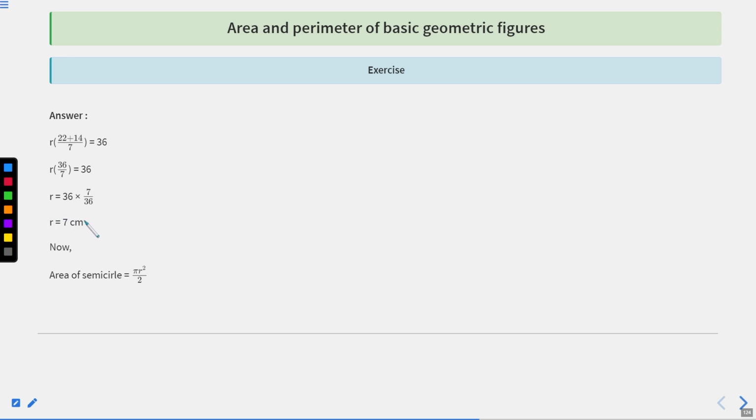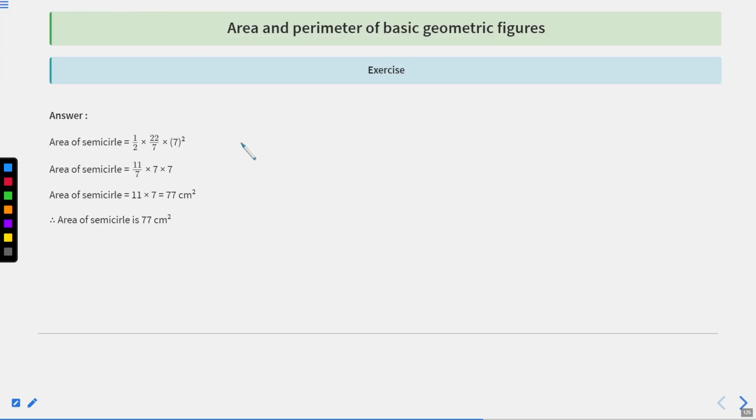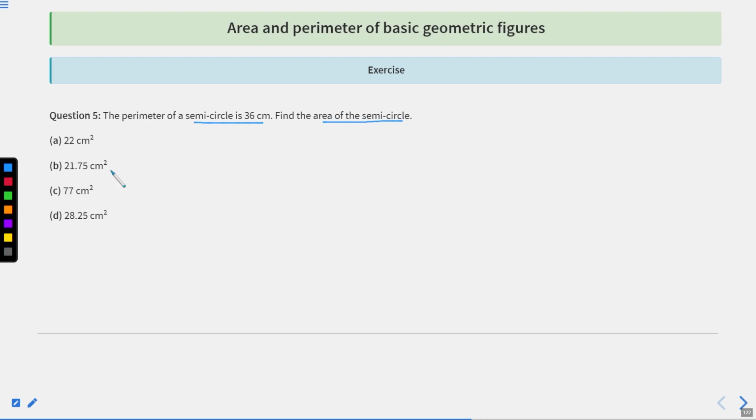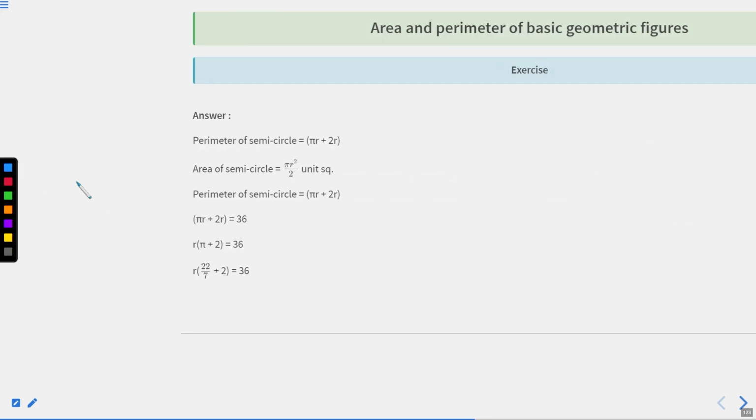So what was our main goal? Our main goal was to find the area of the semicircle. And the area of a semicircle, as we discussed, is given by pi r square upon 2. Now substitute the value of r here. Area of semicircle equal to 1 upon 2 into 22 by 7 into 7 into 7. 7, 7 get cancelled. We will have 11 into 7, which is 77 centimeter square. Therefore, the area of the semicircle is 77 centimeter square. So option number C is correct here.